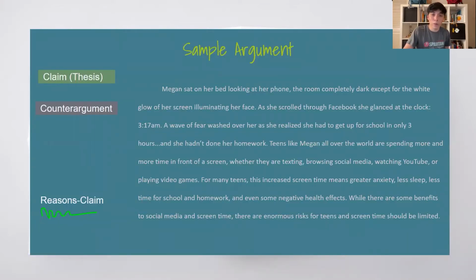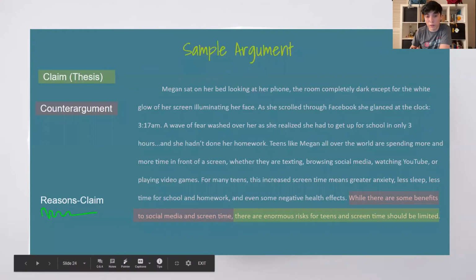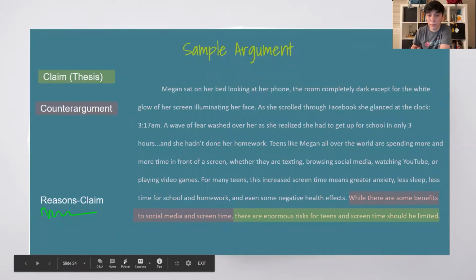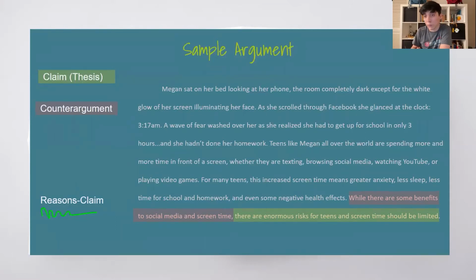Okay, so we're going to look at the sample text from the last video, but it's not completely the same. I tweaked it a bit. So again, the claim for this whole text was, there are enormous risks for teens and screen time should be limited. And then the counter argument was there are some benefits to social media and screen time. So the author was claiming that you should limit screen time, but the opposite way of thinking is that there are some benefits to screen time.